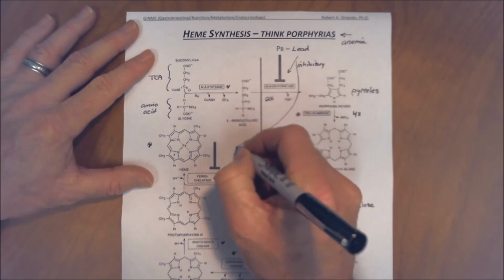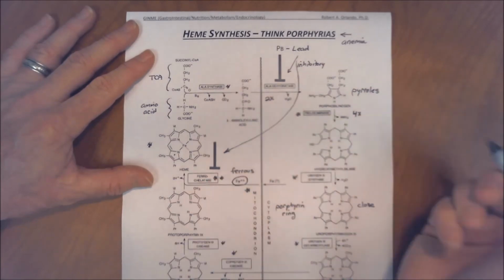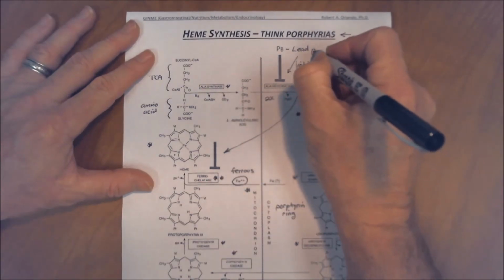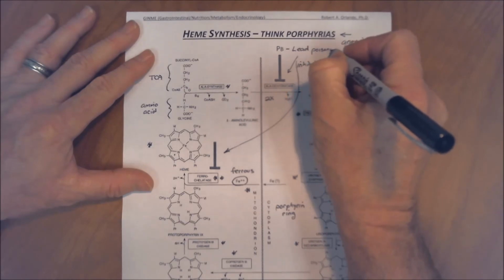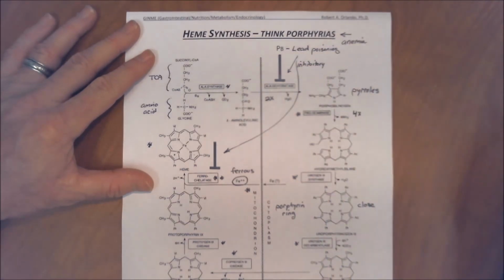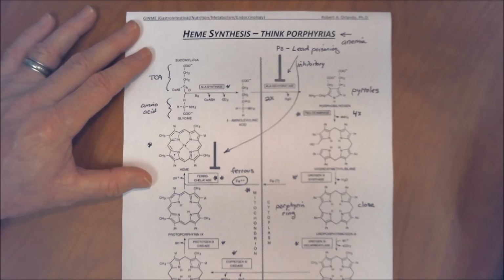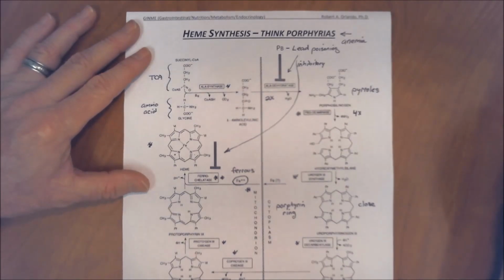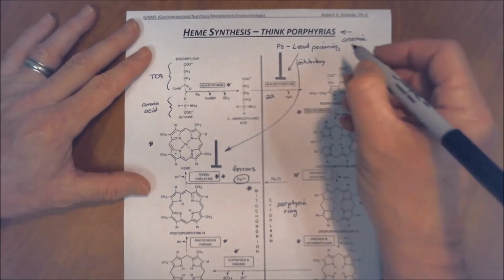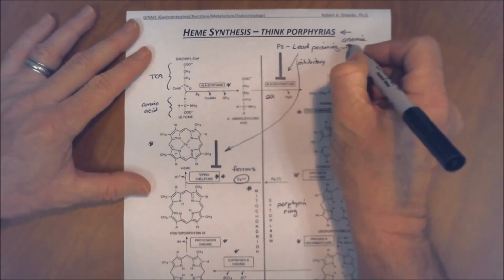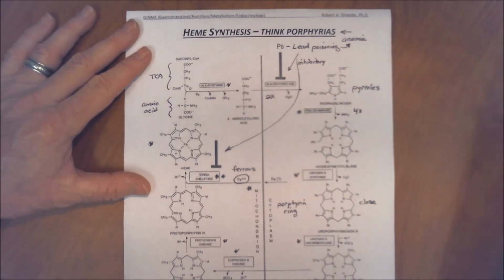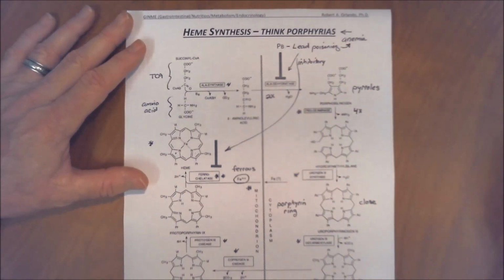Now, the significance of this is lead poisoning. Lead poisoning will lead to inhibition of these enzymes, which essentially inhibits heme synthesis, leading to anemias. So this is the mechanism of how lead poisoning leads to anemias.